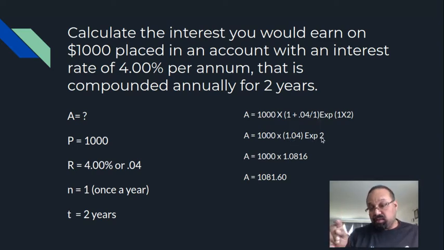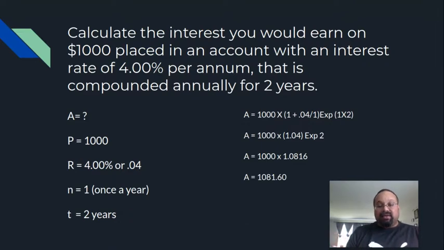Okay, that's a button on your calculator. So 1.04 to the exponent 2, or squared in this case, is going to give you 1.0816. You multiply that by 1,000 and you get this final number of $1,081.60.